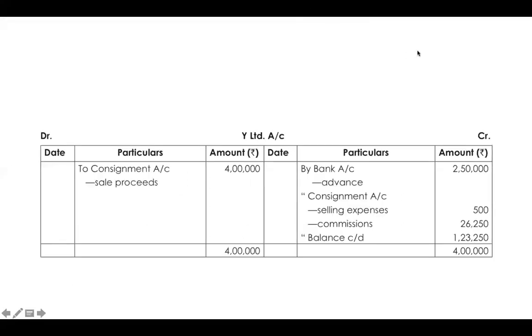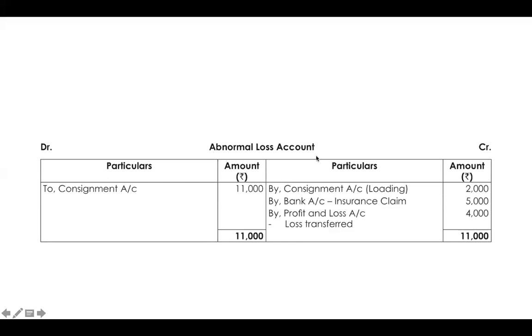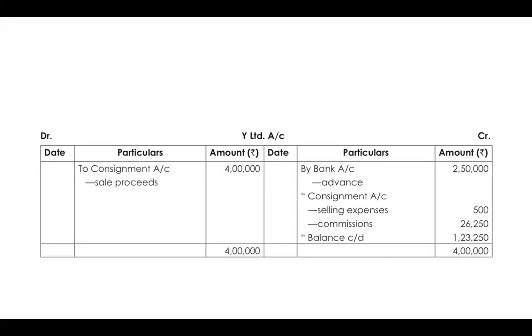One second. Abnormal loss account we'll just look into. Consignee's account we will look into later on. Abnormal loss account: debit to consignment 11,000. By consignment account, that is profit loaded, 2,000. There's an insurance claim of 5,000, right? The remaining loss is transferred to the profit and loss account. Now these figures are wrongly entered.